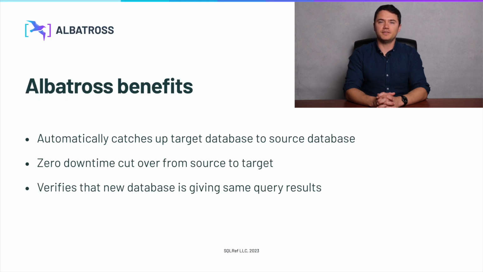Albatross has three key features that make this process easier and safer. First, Albatross automatically catches up your Postgres database to your source SQL Server database without having to do any clunky and error-prone manual transfers. Second, once Postgres has caught up to SQL Server, Albatross can cut your clients over from SQL Server to Postgres with zero downtime. Yes, that's right, with zero downtime.